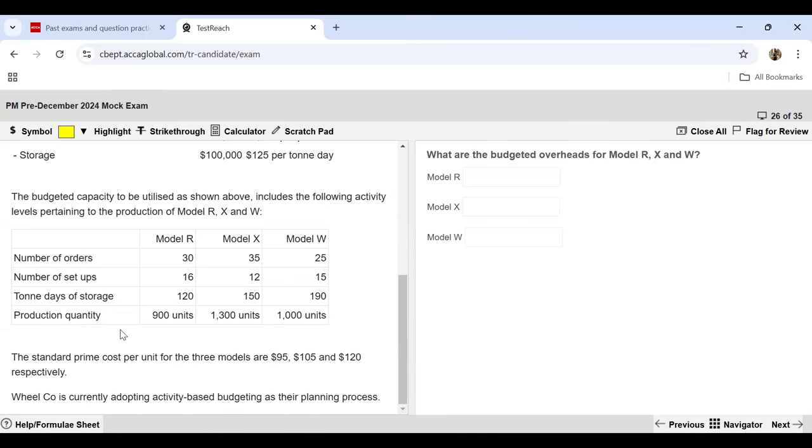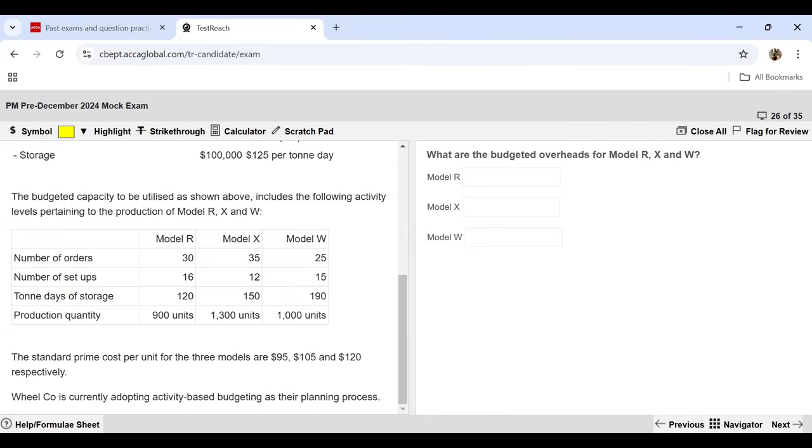So the first requirement wants you to calculate the budgeted overheads for Model R, X, and W. So they've told you that they are using activity-based costing. Basis this, you have to tell for each of the three what will be the budgeted overheads.